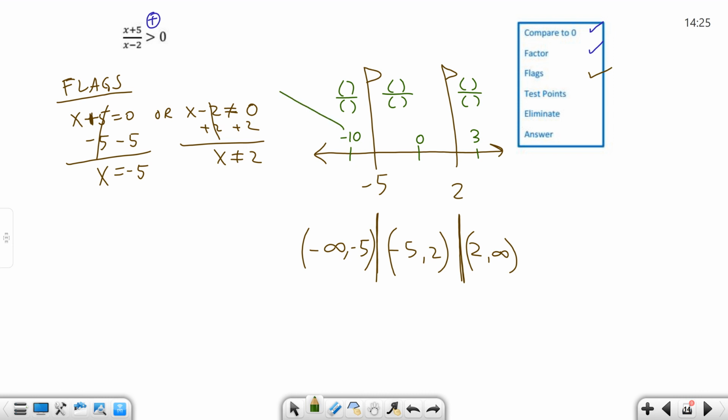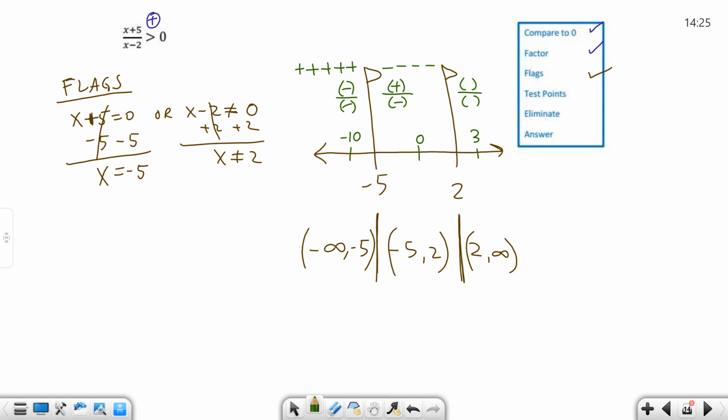So with negative 10, I'm going to plug it in here and here. So what is negative 10 plus 5? Well, that's a negative number. And negative 10 minus 2 is also negative. So what is a negative number divided by a negative number? It's positive. So that interval is positive. So now let's plug in 0. 0 plus 5 over 0 minus 2. That's positive over negative. And a positive divided by a negative is negative.